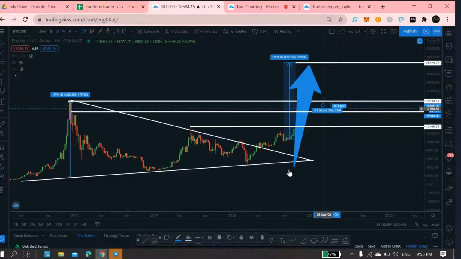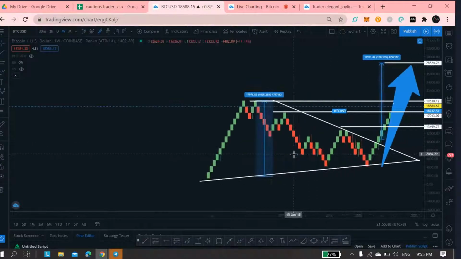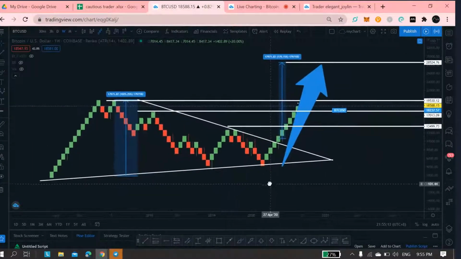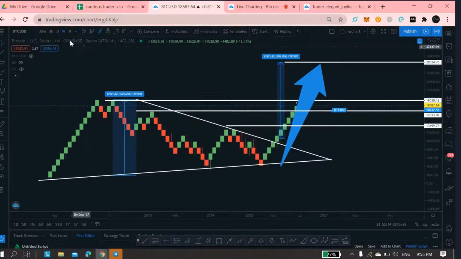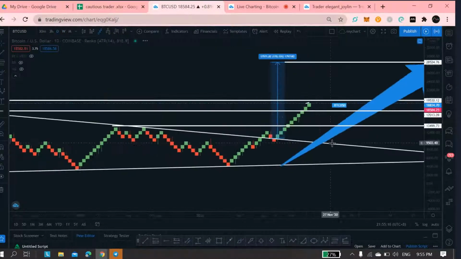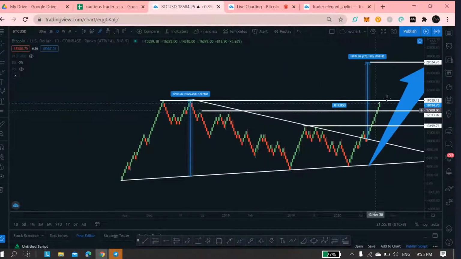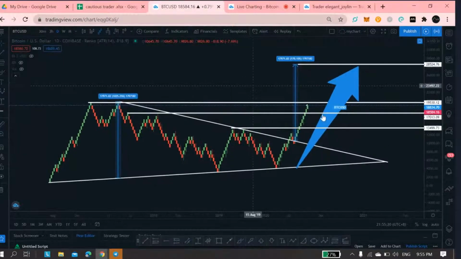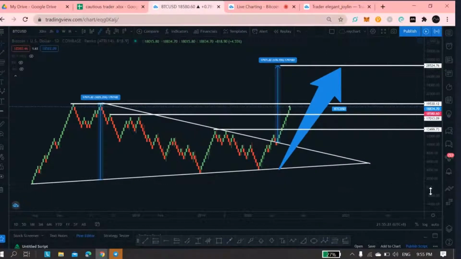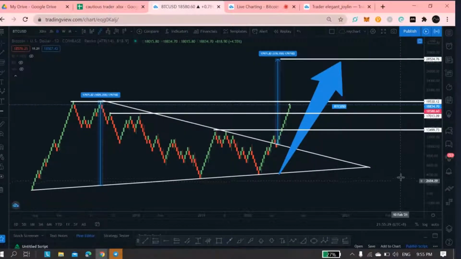Anyway, I think within this month, we can possibly hit the all-time high of around 20,000. As you can see in this Renko chart on the daily, the general trend is still bullish. So let's see how it goes for Bitcoin.